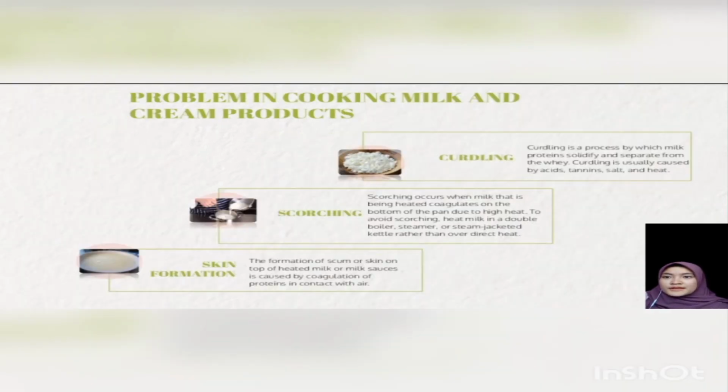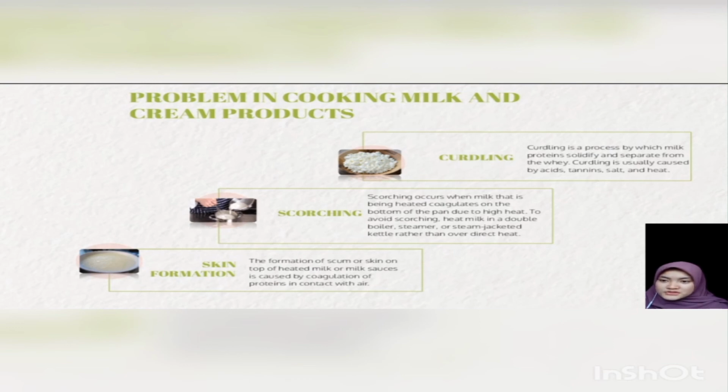Problems in cooking milk and cream products. First, curdling. Curdling is a process by which milk proteins solidify and separate from the whey. Curdling is usually caused by acid, tannin, salt, and heat. Second, scorching. Scorching occurs when milk that is being heated coagulates on the bottom of the pan due to high heat. To avoid scorching, heat milk in a double boiler, steamer, or steam jacket kettle rather than over direct heat.